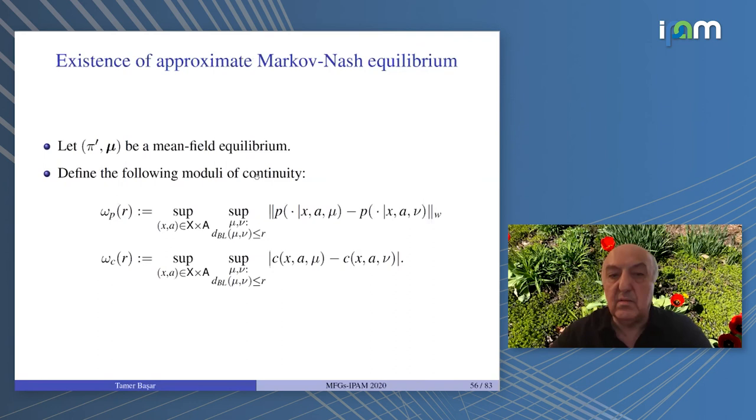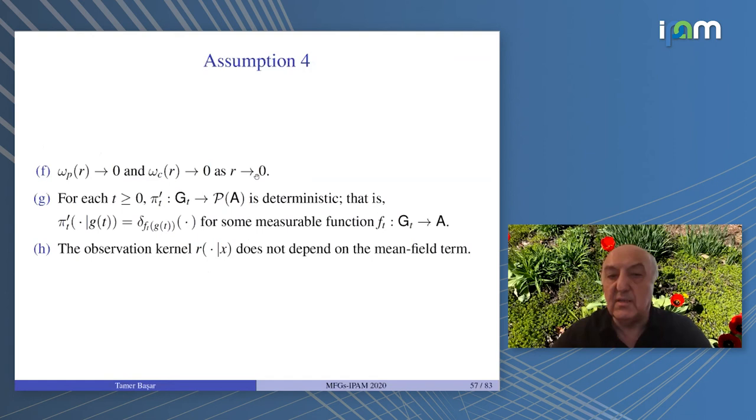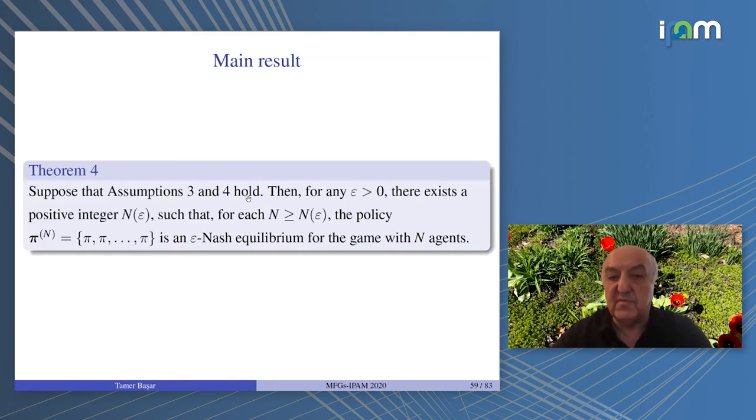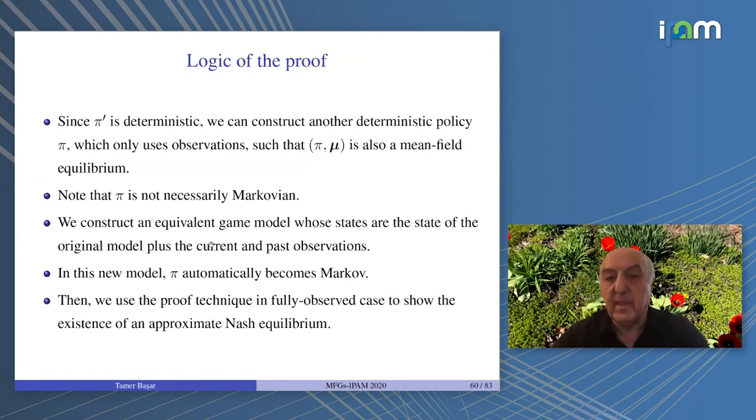And then the next thing is, once we have the mean field equilibrium, showing the existence of approximate Markov-Nash equilibrium, the second paper that I have carries that out. So if assumptions 3 and 4 hold, in the fully observed case we had assumptions 1 and 2, and I have here slightly different versions of those. Then again, the mean field equilibrium can be used in an n-player game, and we have an epsilon Nash equilibrium with partial observations.